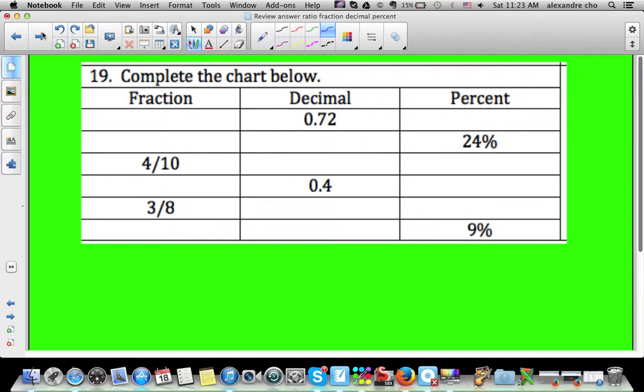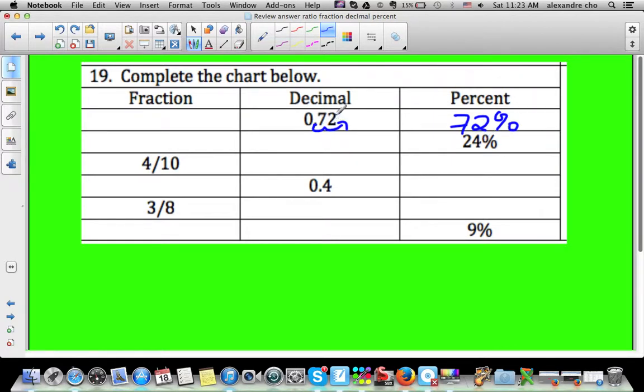19. Complete the chart below. Okay, so let's start. 0.72 as a decimal. It's a decimal. We change it to a percent. So remember, we've got to move the decimal to the right. 1, 2, and that becomes 72. Add the percent sign. Easy enough.